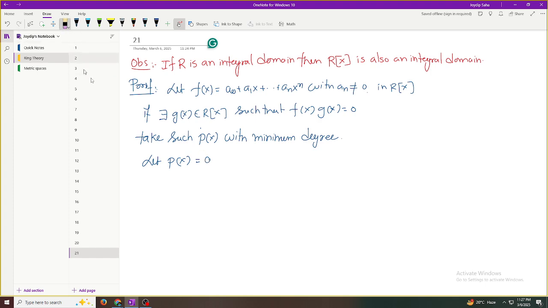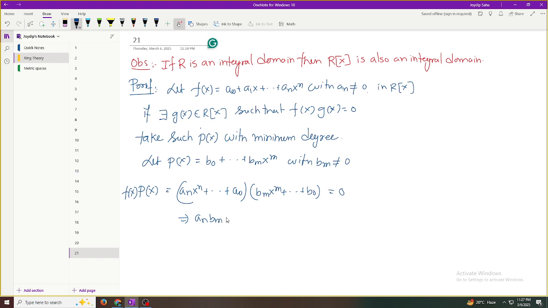p(x) equals b0 plus and so on. Now simply multiply, and this implies a_n b_m equals 0, contradiction, since a_n not equal to 0, b_m not equal to 0 and R is an integral domain. Okay.